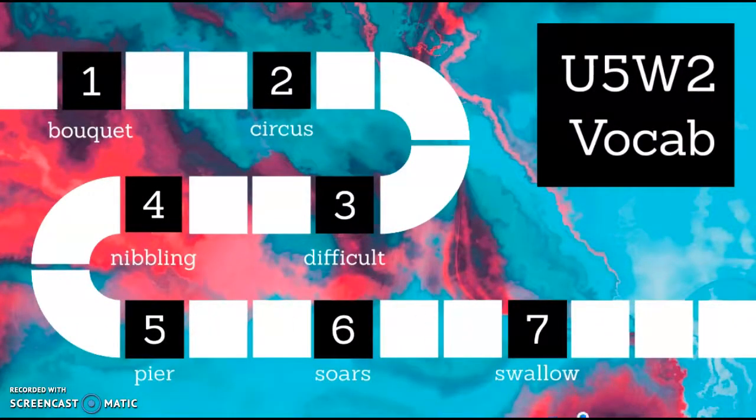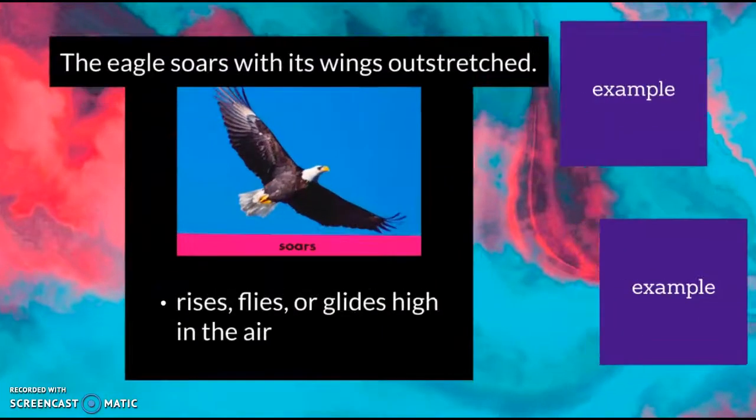Okay, let's put number 6 down. Our next word is soars. Think if you've ever heard the word soars and what you think it means. The eagle soars with its wings outstretched. Let's say that word together. Soars. Soars means rises, flies, or glides high in the air. Soars. Okay, so writing down our vocab word soars and its definition.